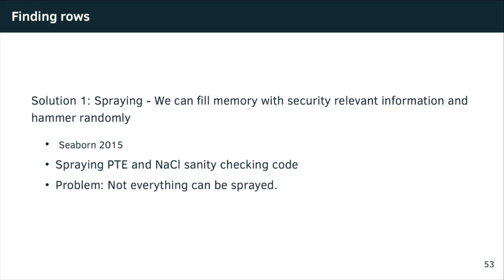They also did an attack on the Chrome sandbox, the native client. And here they did not spray page tables, they sprayed sanity checking code. So if somebody writes a plugin for a native client in a malicious way, there's lots and lots of sanity checking code in there. And if you start flipping bits randomly, at some point you'll hit the sanity checking code, and it will no longer check for sanity, but for insanity, and we have a security break, and we can leave the native client sandbox.